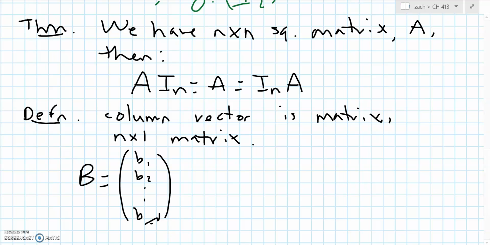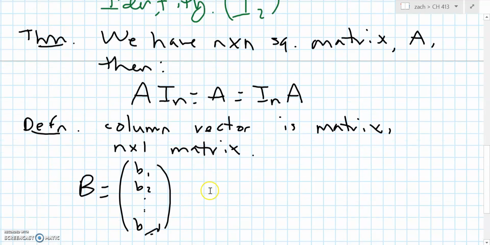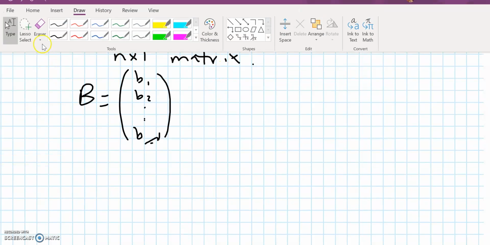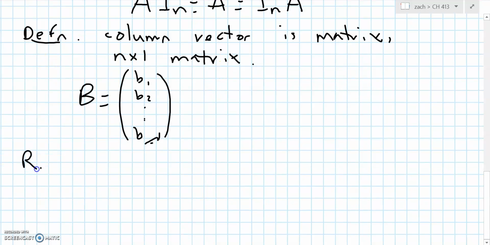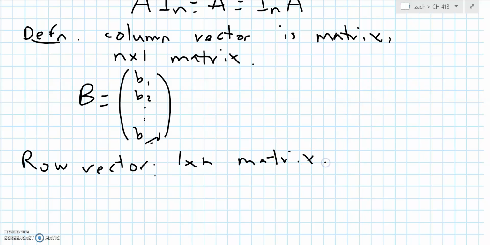If there's a column vector, naturally there's a row vector. A row vector is a 1 by n matrix. So if we had a matrix C, this looks like C1, C2, C3, all the way to Cn, for example. So it's going to be just n elements. There's only one row, and with a column vector, there's only one column.